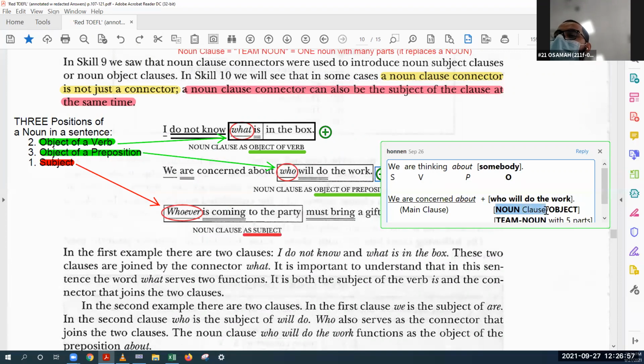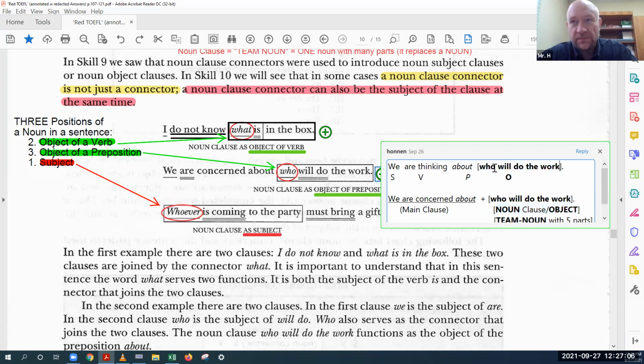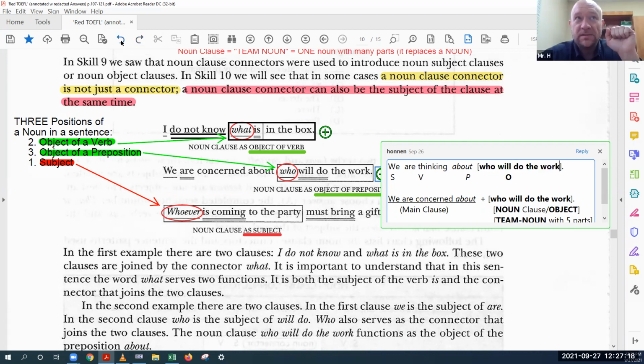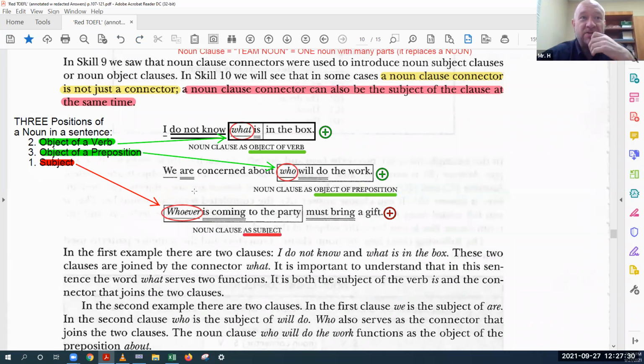Noun clause. It's a noun clause, and it's the object of a preposition, right? Why is this a noun clause? Because we can replace a noun, and you put the whole noun clause. Why is it a clause? All right, good. Ali, can you do the next one?